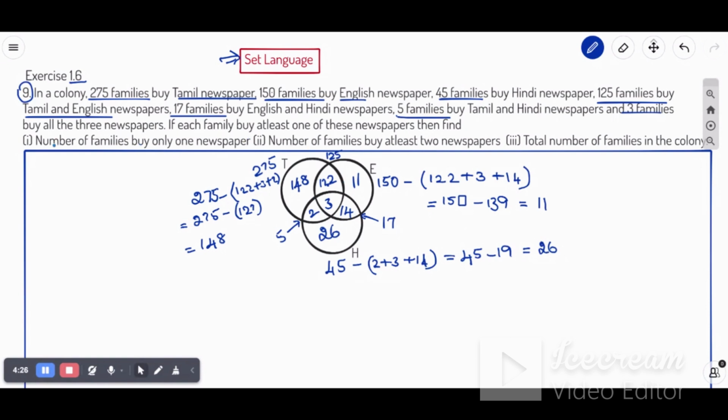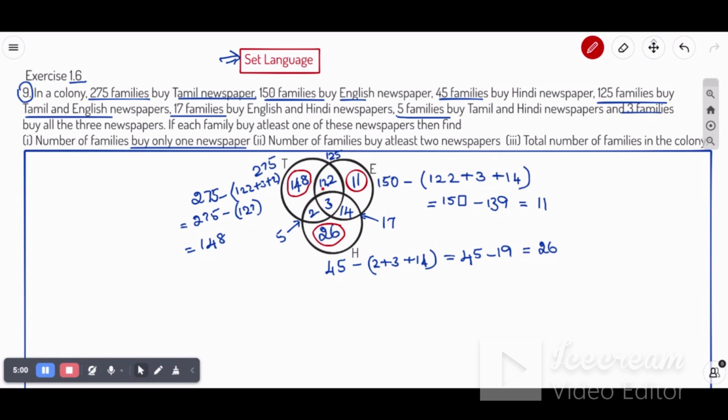Now we can find the separate parts, which will be easy for our question: the number of families that buy only one newspaper. Can you say which part here says only one newspaper? Yes, let us circle it for easier purpose. This part, Tamil alone, this part and this part. These 3 are the people who buy only one newspaper.